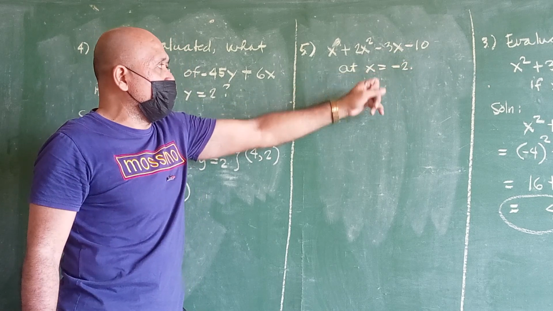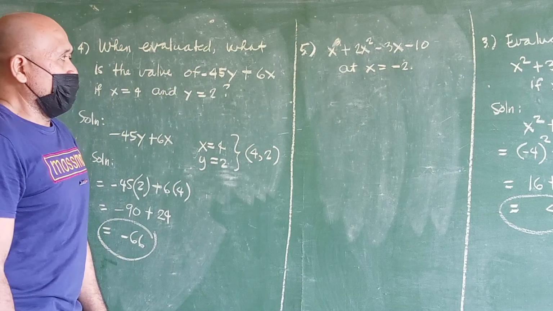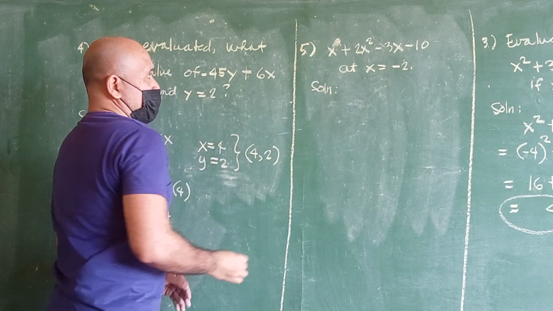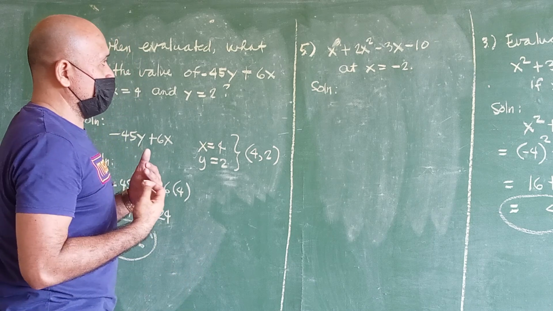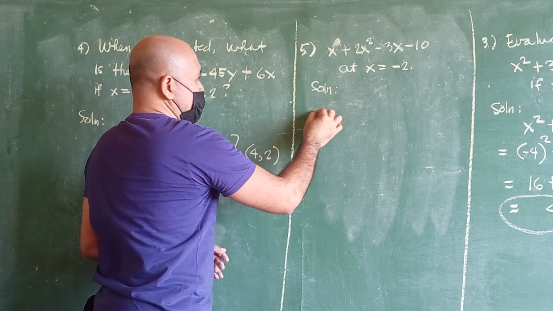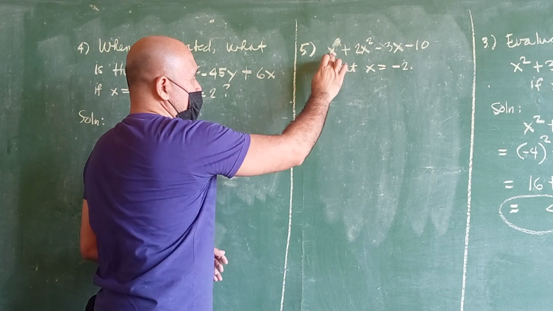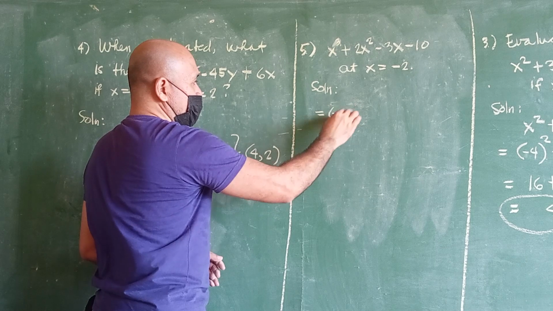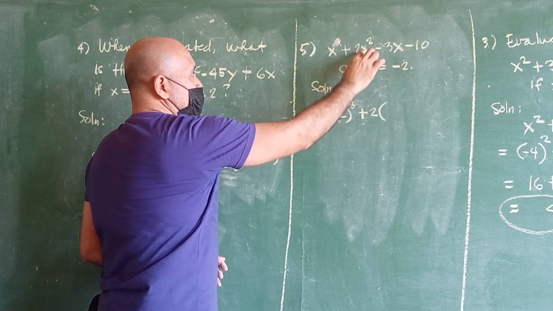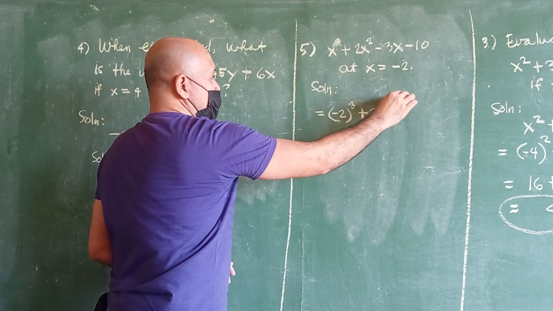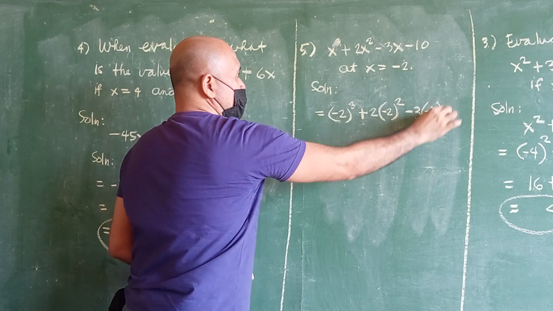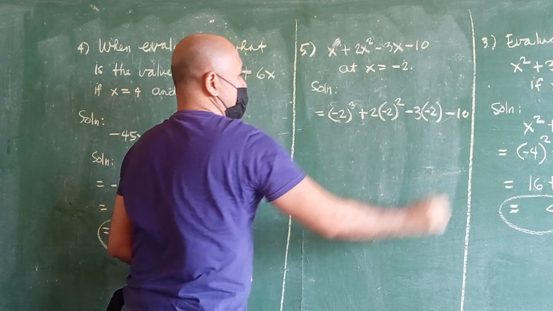at x is equal to negative 2. So in this case, for expression number 5, it only contains one variable, that is x. So you just directly substitute. Your x is equal to negative 2, so that becomes negative 2 raised to the power of 3, plus 2 times negative 2 raised to the power of 2, minus 3 times negative 2, and then minus 10.